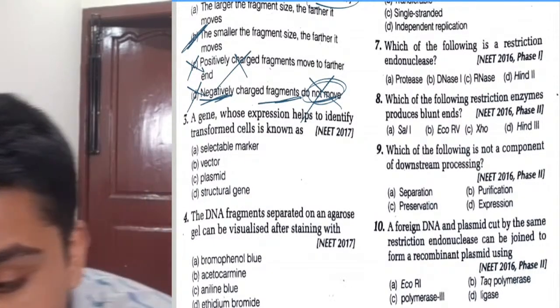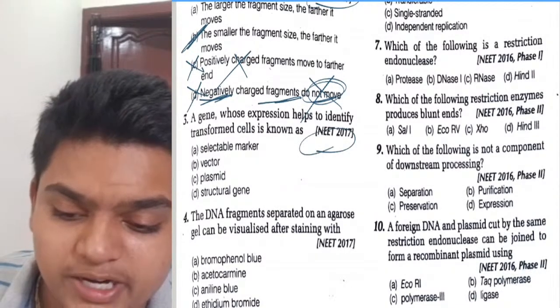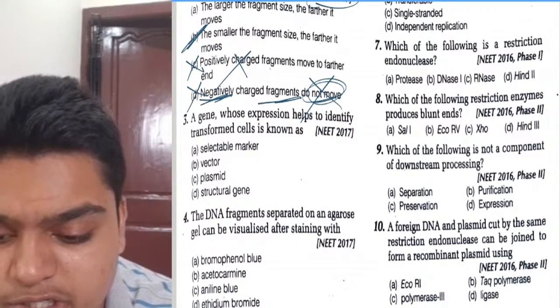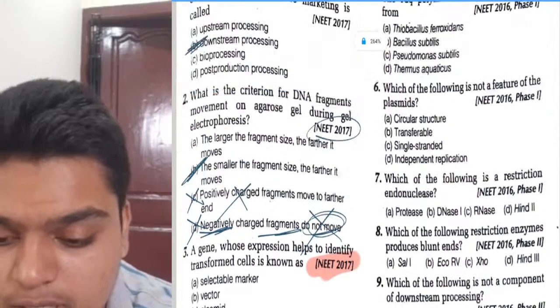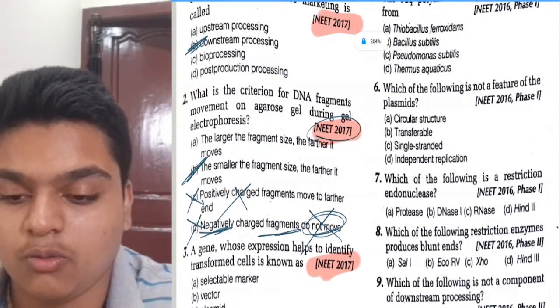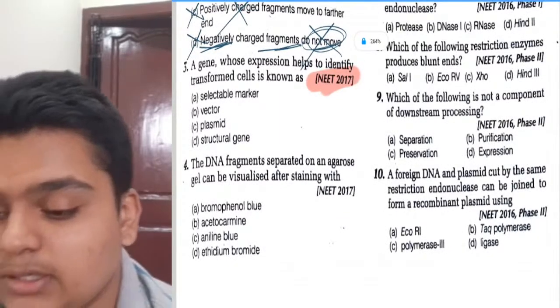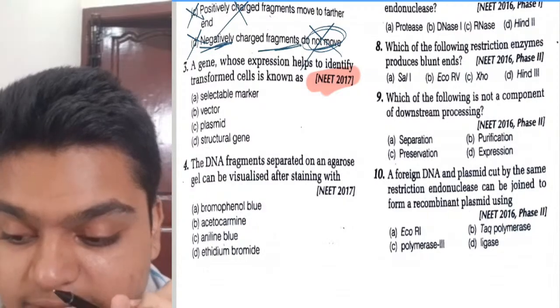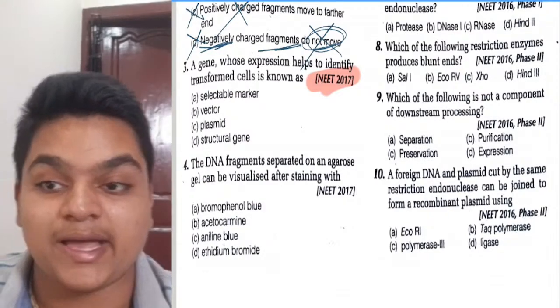Now see, let us move on to the third question. This has also appeared in NEET 2017. This is your third question that has appeared in NEET 2017. Okay, third question. A gene whose expression helps to identify transformed cells is known as.